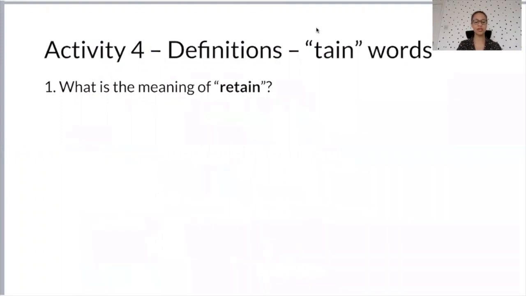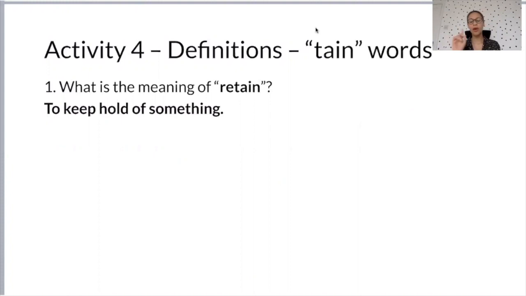So if you retain, rather than keeping it back but not with you, you're holding it back so no one can take it. You can think of it that way if you need a way to remember the word. So to retain is to keep hold of something. Okay, retain is to keep hold of something.